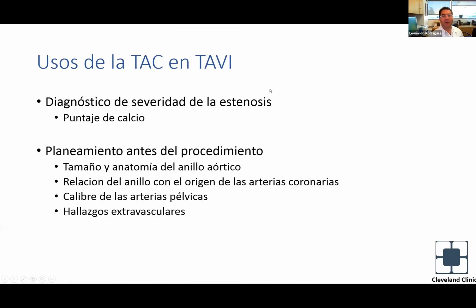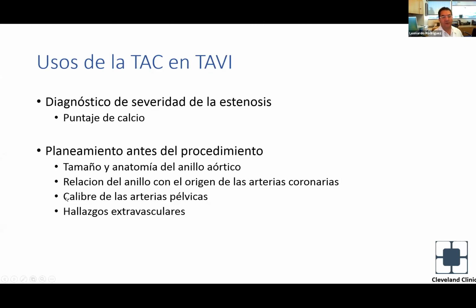En el TAVI, obviamente, como les decía, el uso ahora es rutinario. Se puede utilizar la tomografía sin contraste para ver la severidad de la calcificación y correlacionarlo con la severidad de la estenosis en aquellos casos donde el eco no nos da una respuesta clara. Pero el uso fundamental, como decía antes, es para planear el procedimiento. Es el gold estándar para medir el tamaño y la forma del anillo aórtico y escoger la prótesis aórtica. Cuál es la relación entre el anillo y las valvas con las arterias coronarias.